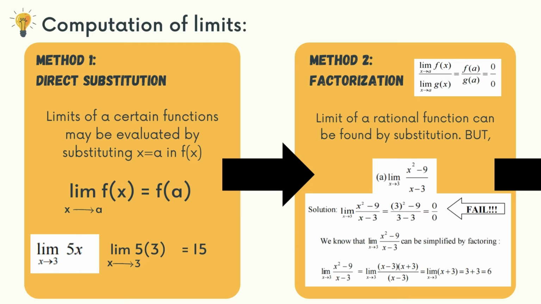Now let's look at the example. We know that the expression at the top of the fraction can be simplified. For example, x squared minus 9 can be written as x minus 3 and x plus 3. Now we can simplify them and we'll be left with x plus 3, and substituting the 3, 3 plus 3 equals 6, rather than 0.